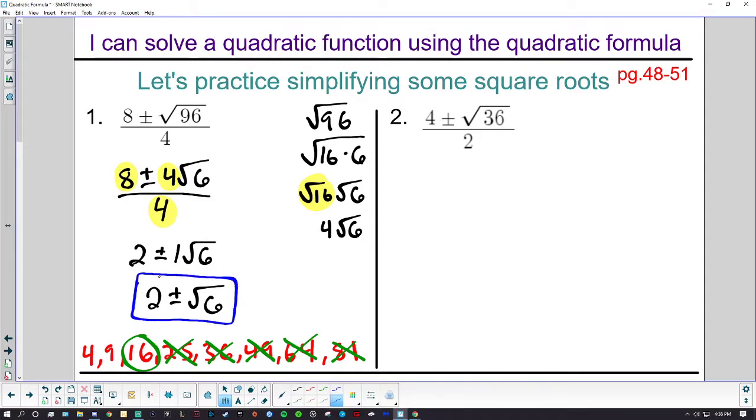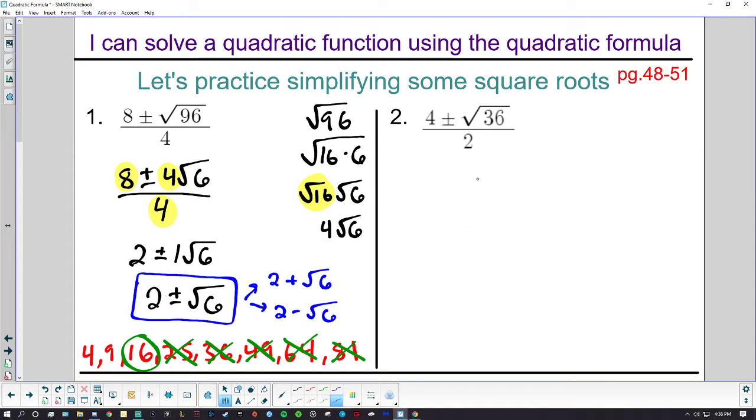And if you recall from yesterday's notes, the plus or minus just means this is 2 plus the square root of 6 and 2 minus the square root of 6. We have two answers, but mathematicians are lazy, so they came up with a symbol that means both plus and minus.